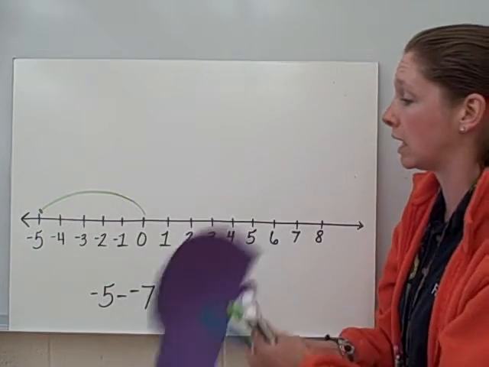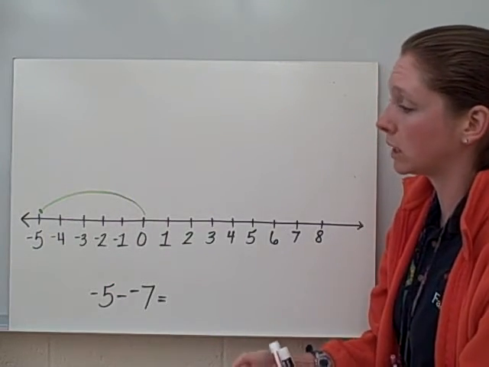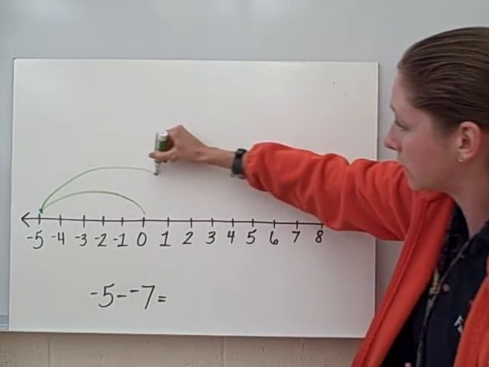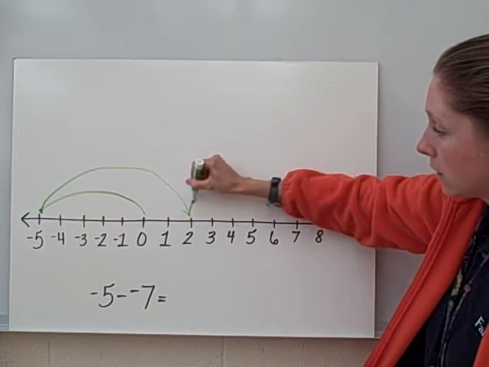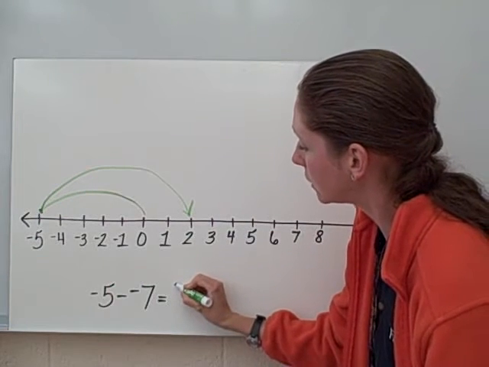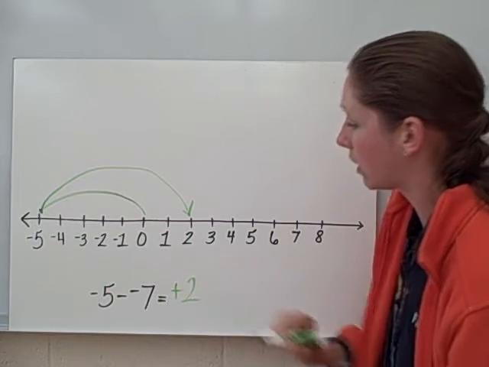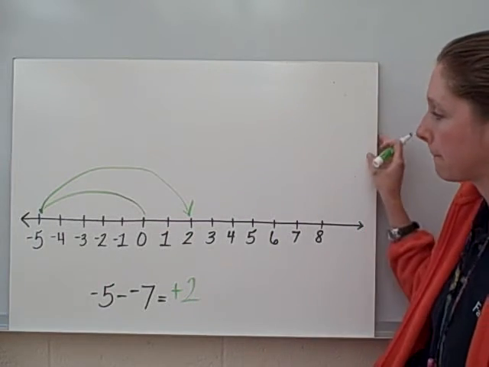positive 2 again. So we get the same answer as we did to the last problem with chips, using our car to help us visualize it. So positive 2 again is our answer. Think about how those two different ways to think about it give us the same answer.